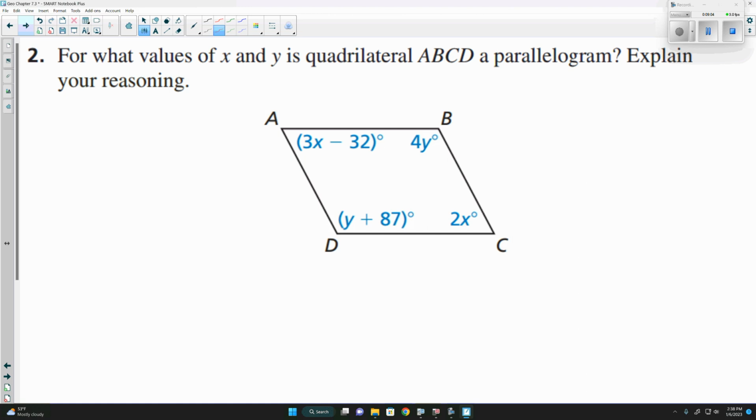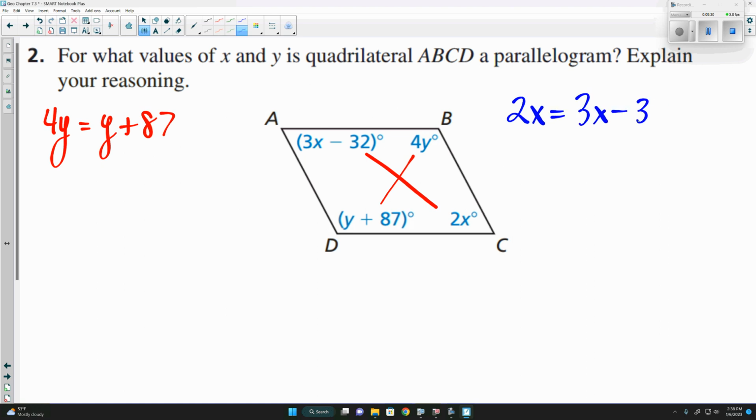For what values of x and y is a quadrilateral ABCD a parallelogram? So for us to be able to say this is a parallelogram, these opposite angles need to be congruent. So we're saying that y has to equal y plus 87. We're also saying that 2x is equal to 3x minus 32.